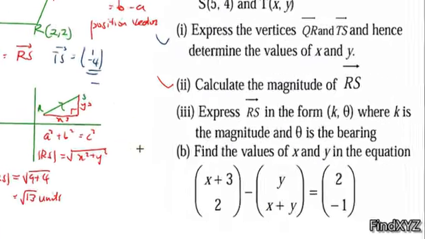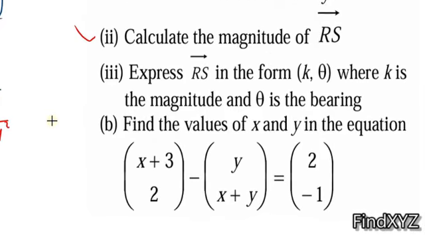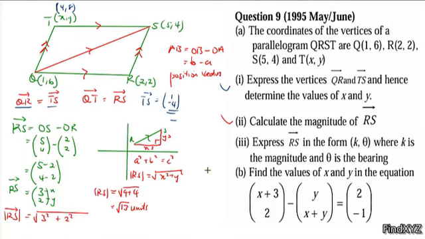Then we are asked to express RS in the form of a magnitude bearing form. Now, since we have been able to calculate the magnitude, we are only going to calculate the bearing. Then when we are done, we put the two together to form the magnitude bearing form.